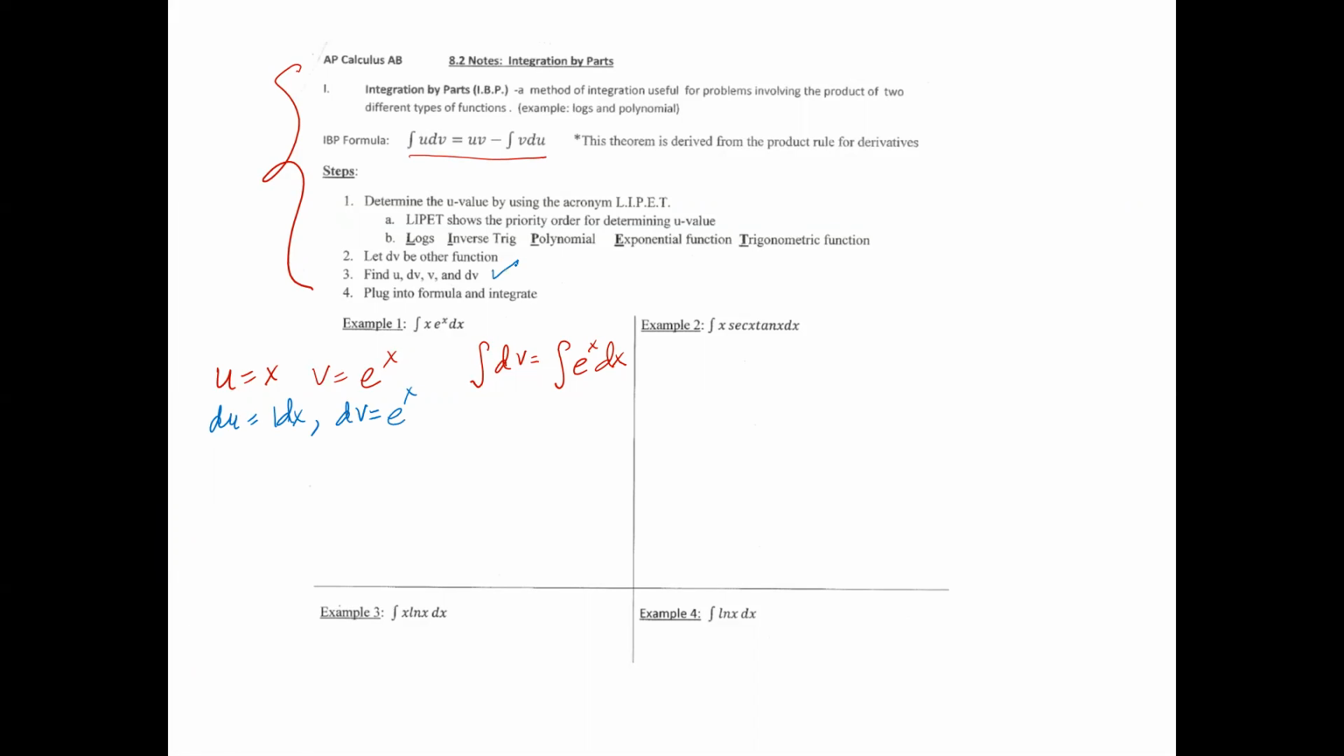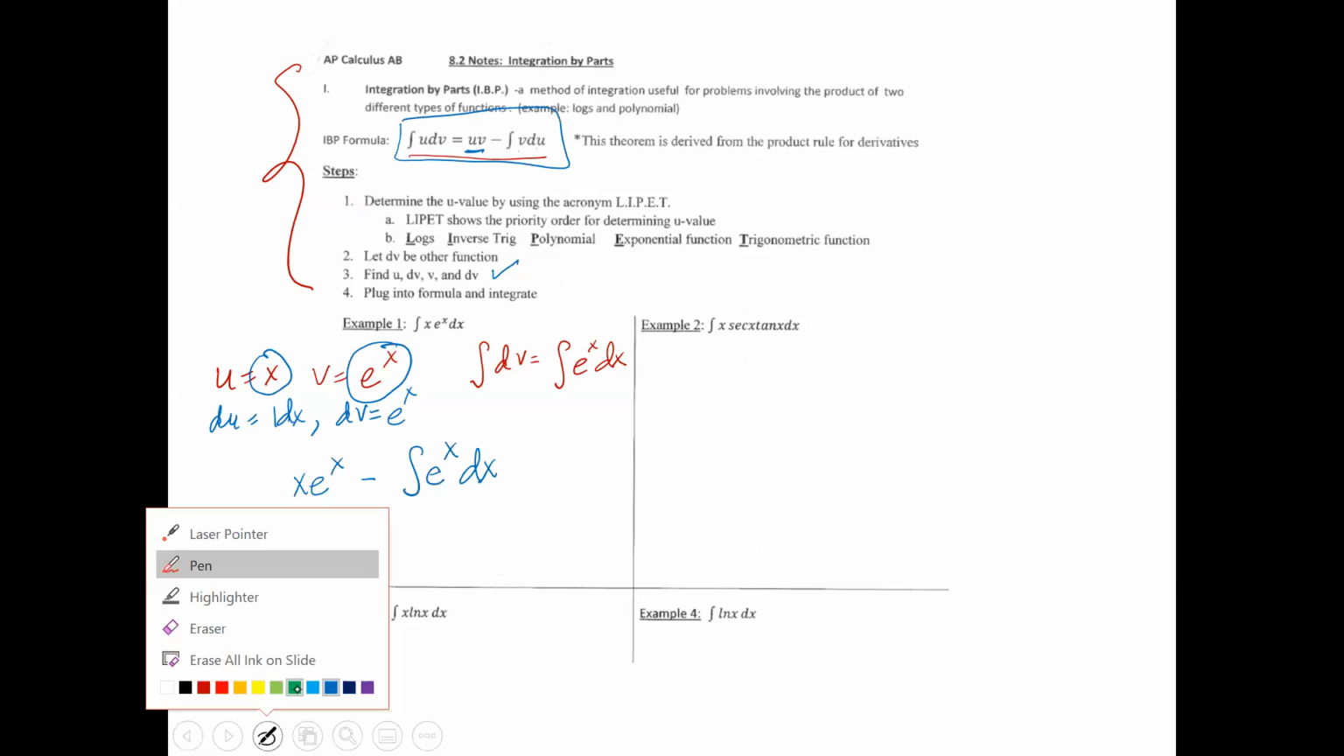And so now that we have found u, dv, du, and v, plug it into the formula and integrate. So I'm going to go ahead and plug it into this formula here specifically, which is going to be equal to u times v. So u times v is x e to the x minus the integral of v du. So the integral of v is e to the x, du is dx. So then we'll just have to integrate this tiny little piece right here.